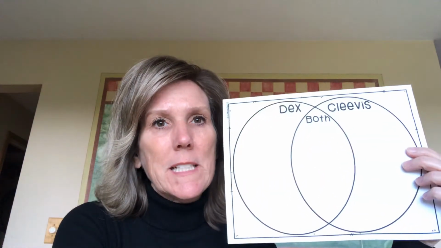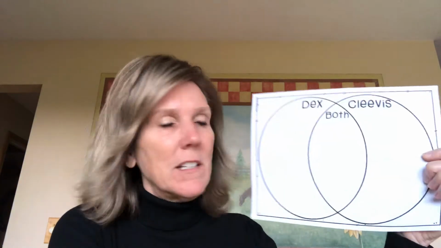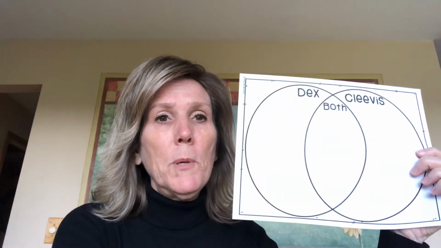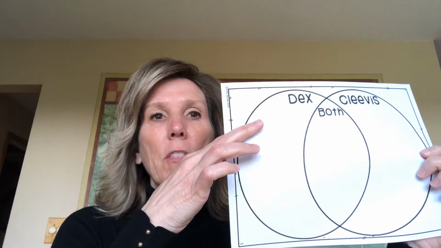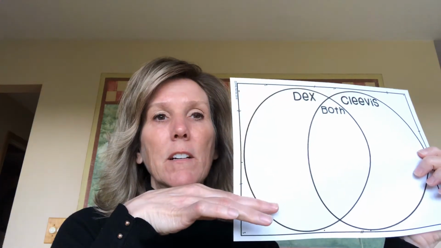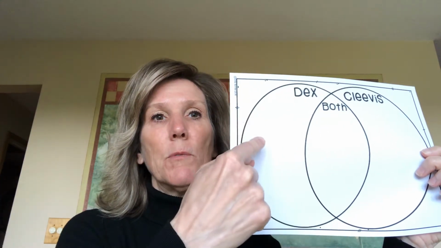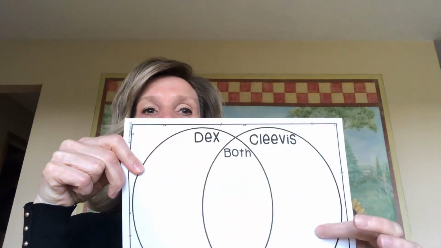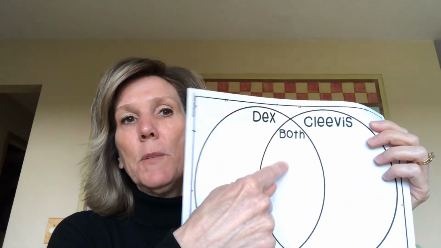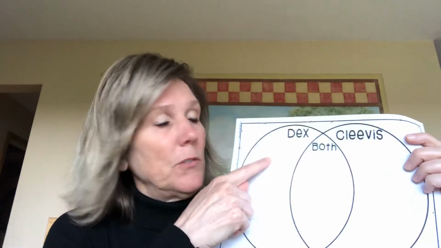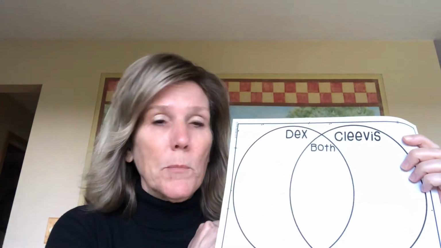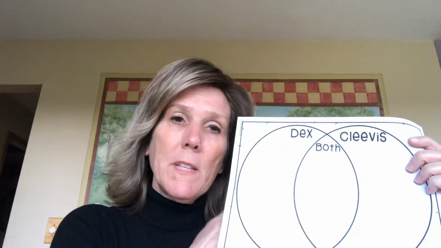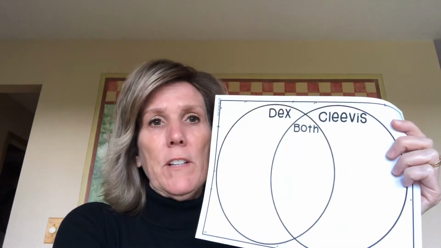Now, I'm not going to tell you that you have to write in complete sentences today because there's not a ton of room. But what I do want is 3 ways on each. So 3 ways Dex is different than Clevis, 3 ways Clevis is different than Dex, and 3 ways that they're the same. So if you want to number, you can go ahead and number those to help you out. And you can just write phrases.